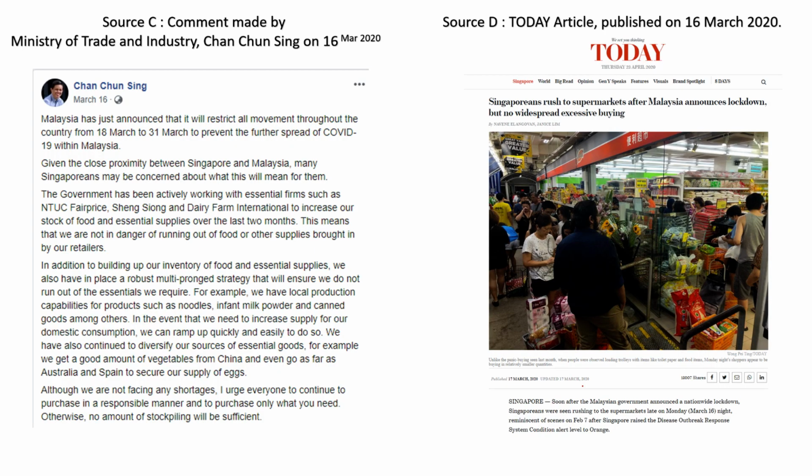So we're going to take a look at two sources here on your screen. One is a source from the Minister of Trade and Industry, Minister Chan Chun Sing, made on 16th of March in the evening. And a second source, which is source D, is an article published in Today paper, also published earlier on 16th of March, where it highlights what happens to Singapore after Malaysia's announcement of a lockdown.